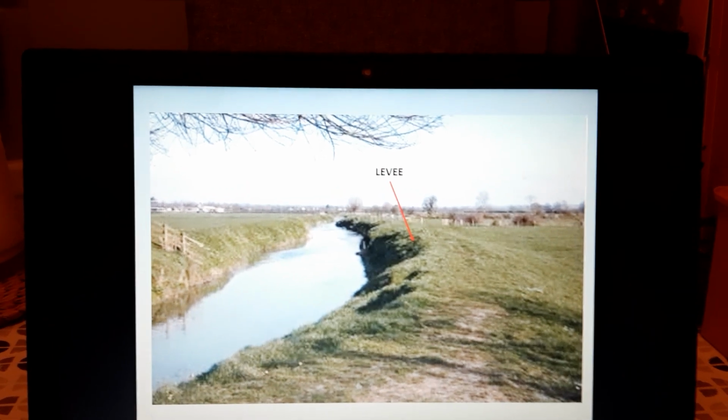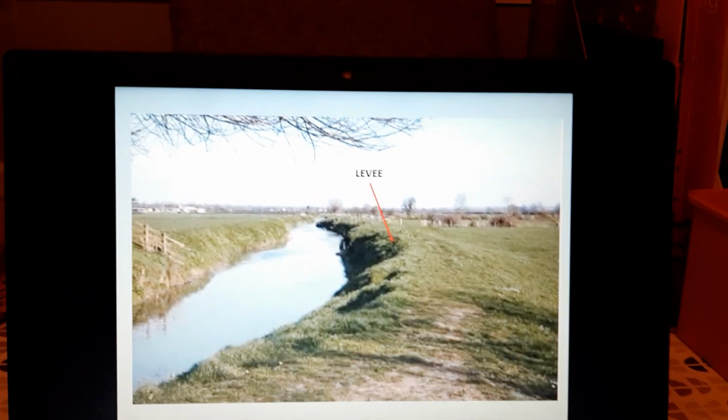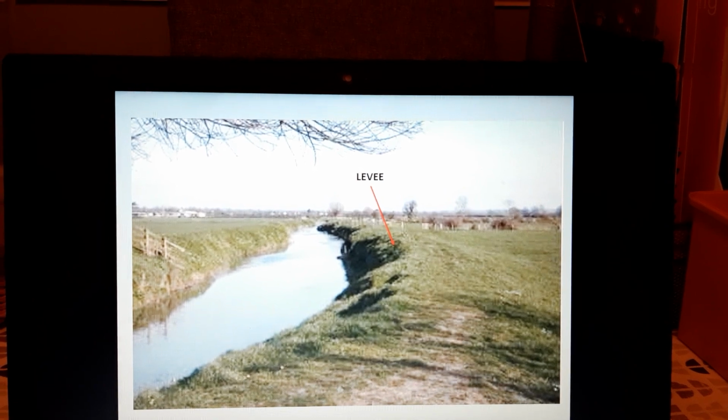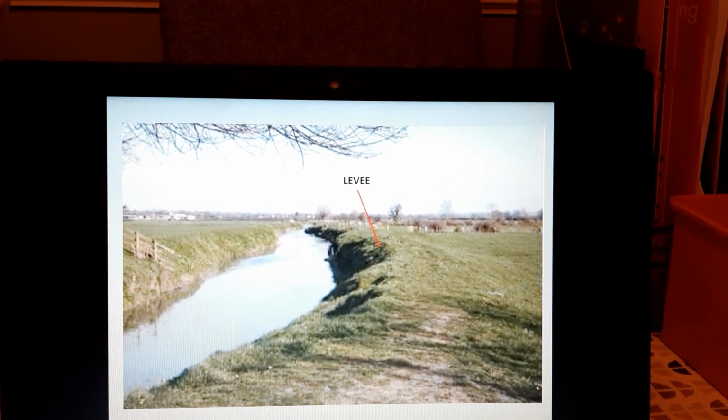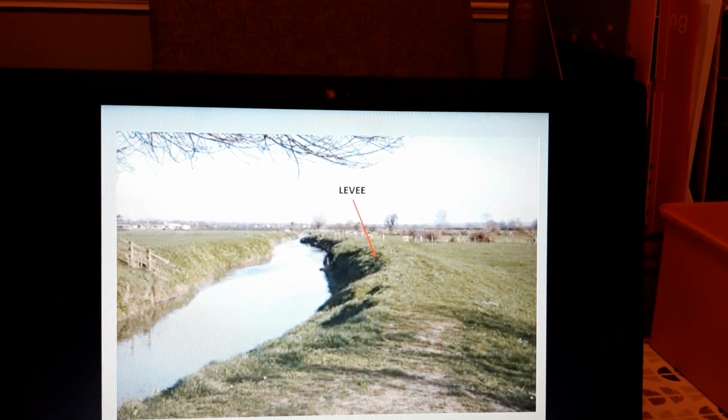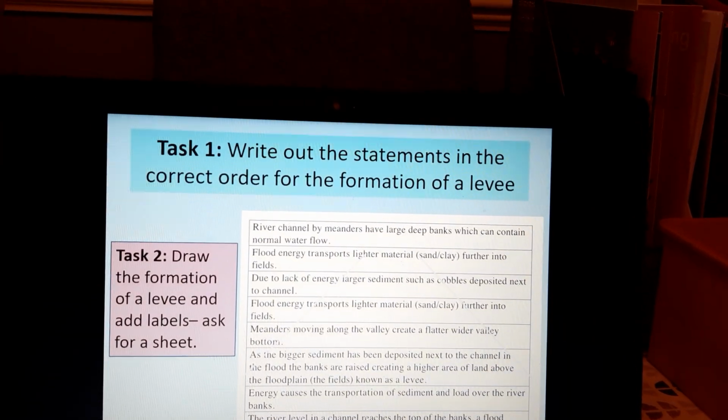Okay, you can get man-made ones. Some rivers, people might build a levee on the side of it to try and increase the volume of water that can be kept in the river, to try and reduce the risk of flooding. But this is a natural process, the formation of natural levees.